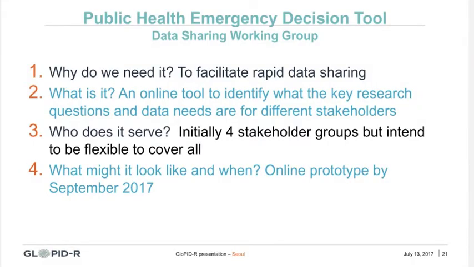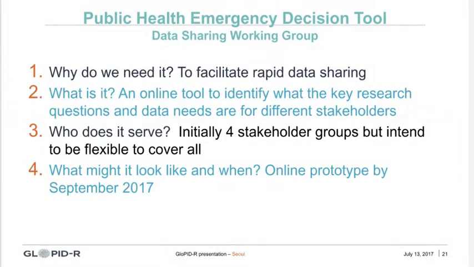So what is the public health emergency decision tool that the Data Sharing Working Group has produced? So why do we need it? Well, one, we need to help facilitate rapid data sharing. What is it? It is an online tool to identify what the key research questions are in public health emergencies and what data is needed for different stakeholders.